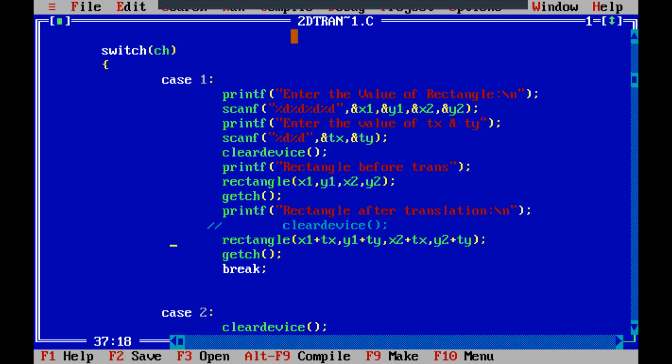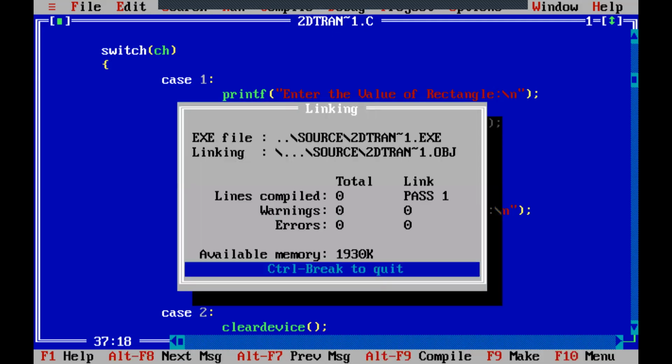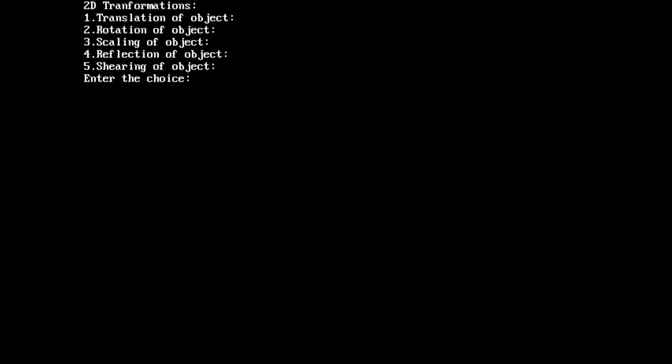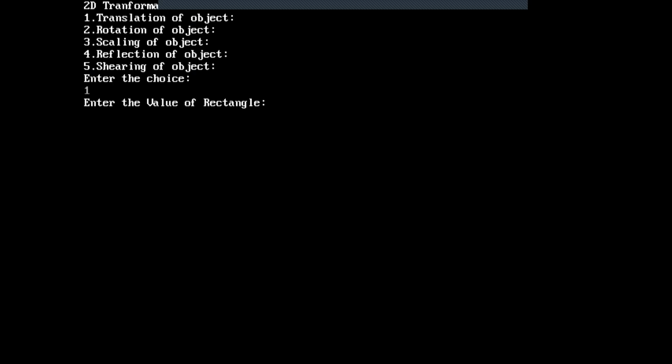Okay, so let us compile the program and execute it. All of you are able to view the menu displayed. So here I will enter the choice number 1. 1 is entered.